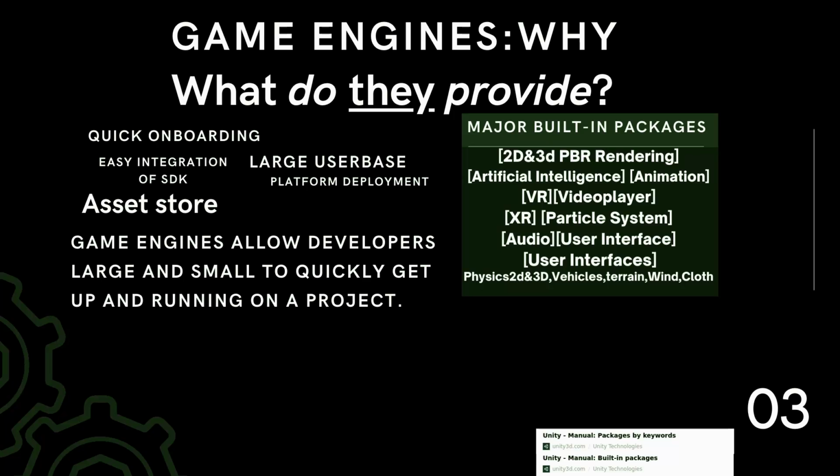So the first question is why, and really it answers the question what. What do video game engines provide to developers of AR, VR, and in general? Essentially, game engines allow developers, both large and small, to quickly get up and running on a project. There are giant names like, I believe, Ubisoft Montreal, that actually prototype inside of Unity for their games and then end up porting to their own in-house engine. So it's not like you have to ship whatever it is that you're making in Unity.